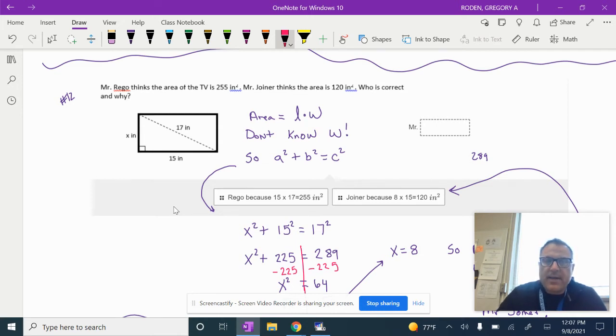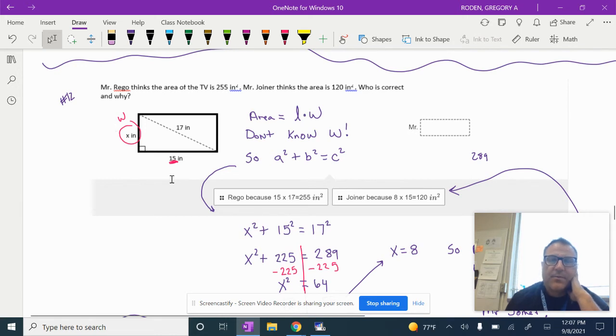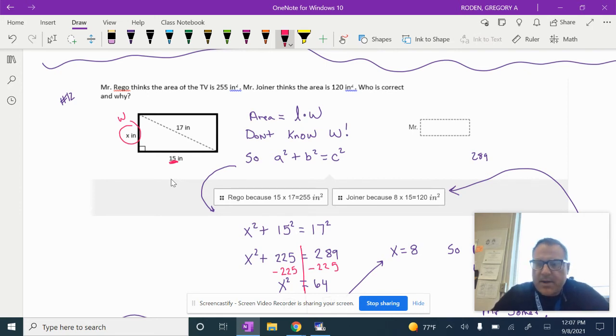Area is always length times width, okay? Length times width always gives you your area. Now, here's the problem. I know the length is 15, right? I don't know what the width is. The width is x. So before I can figure out the area of this rectangle or TV, I have to figure out the width. Okay, so in order to find the width, I see a right triangle here. I have to use the Pythagorean theorem. What does the Pythagorean theorem say?